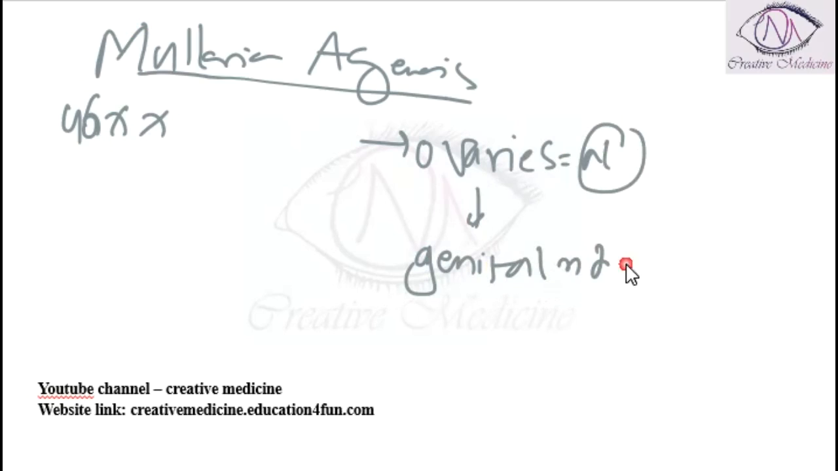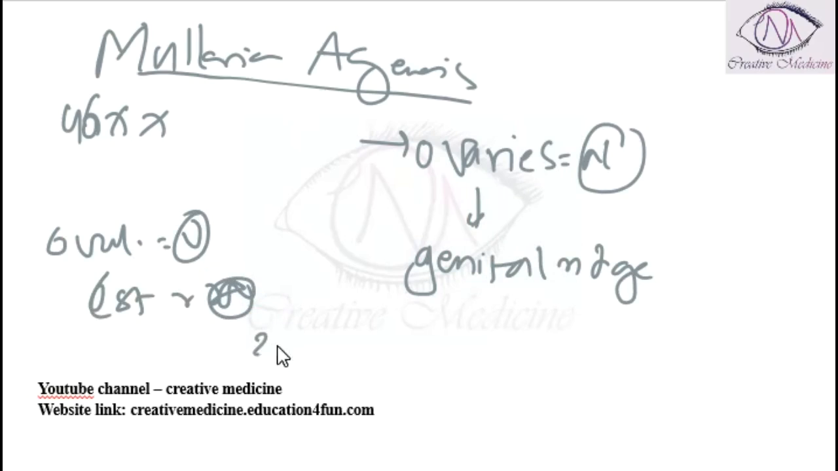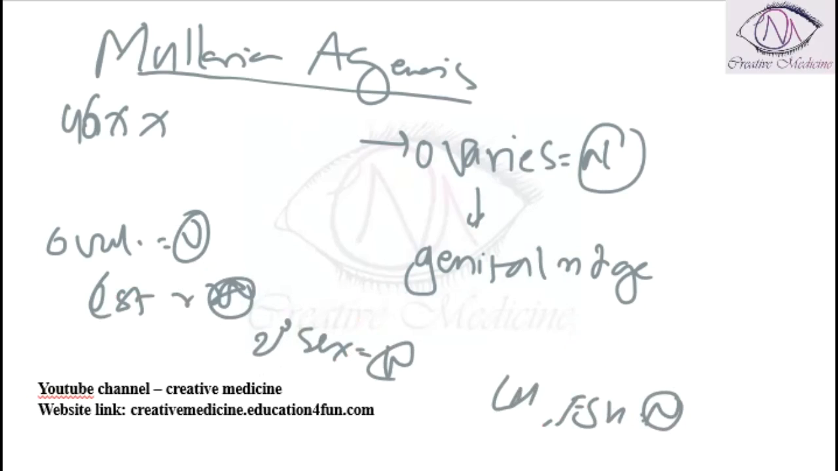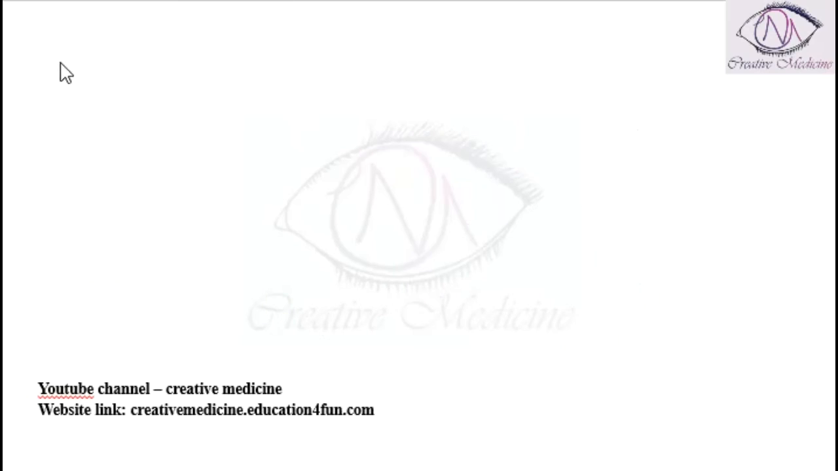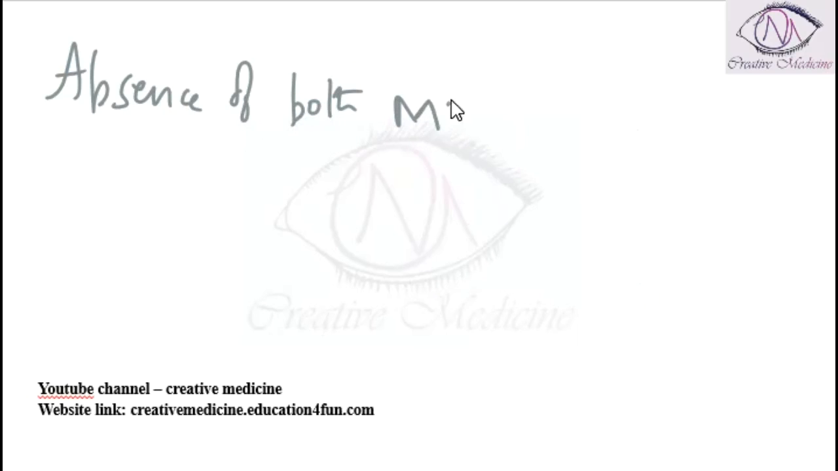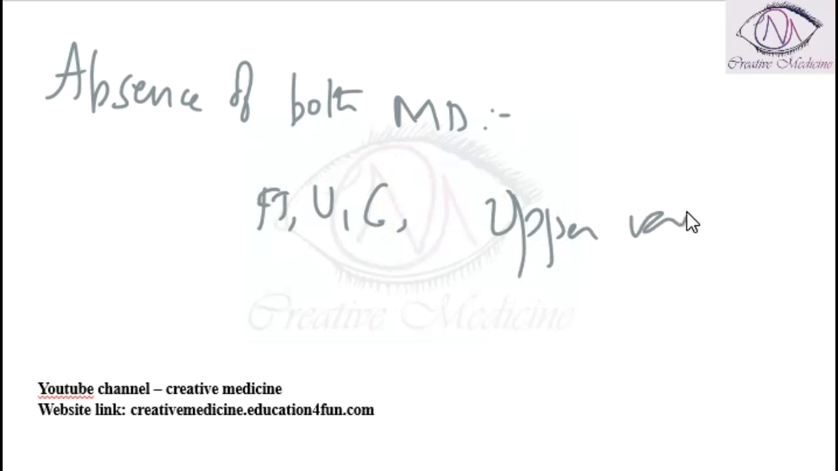Ovulation is also normal. The estrogen is normal. The secondary sexual characters are normal. Luteinizing hormone and follicle stimulating hormone are normal. Then what is the defect in Mullerian agenesis? The defect is mainly the absence of both the Mullerian ducts. Because of the absence of both the Mullerian ducts, the fallopian tube, uterus, cervix, and upper vagina are completely absent.